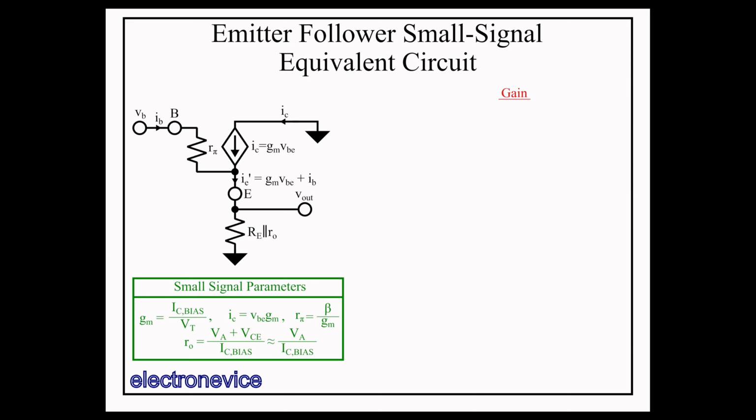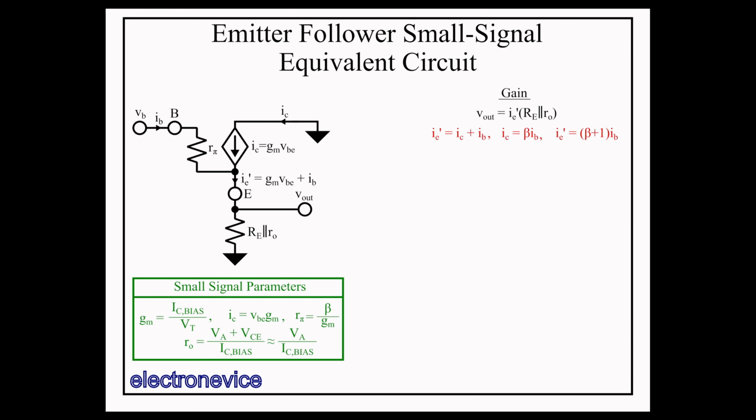So now we have to think about what we need in order to get the gain of this circuit, which in this case is Vout over VB. So we need to get Vout in terms of VB and known constants. We'll start with Vout and work backwards. The most obvious expression for Vout, using Ohm's law, is IE prime times the parallel combination of RE and RO.